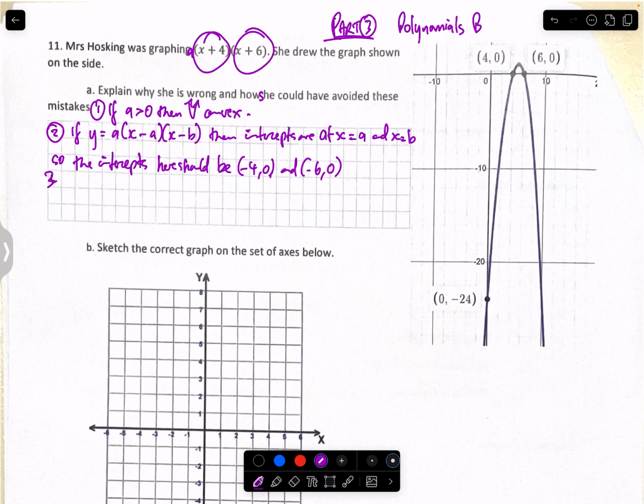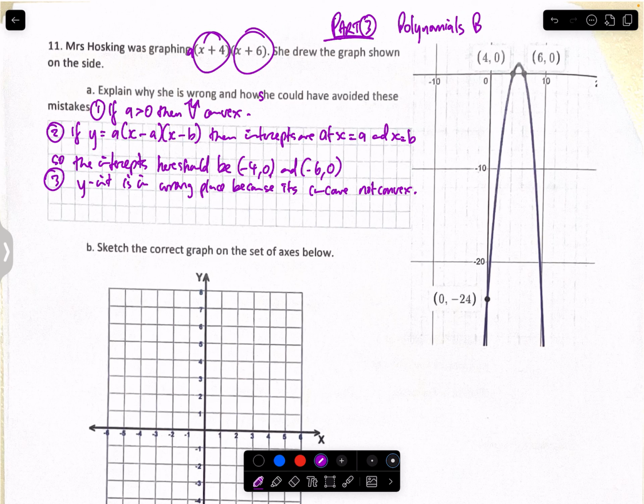Third, the y-intercept is in the wrong place, because it's concave, not convex. Those are the 3 points.